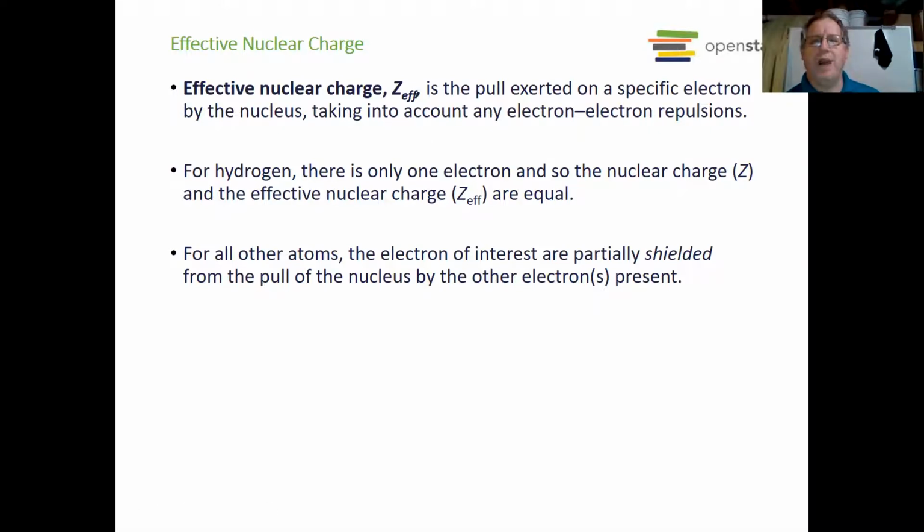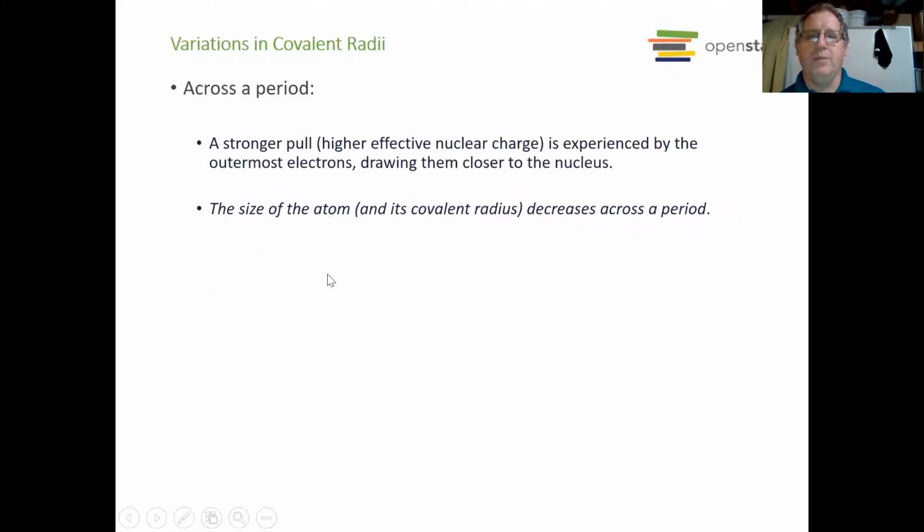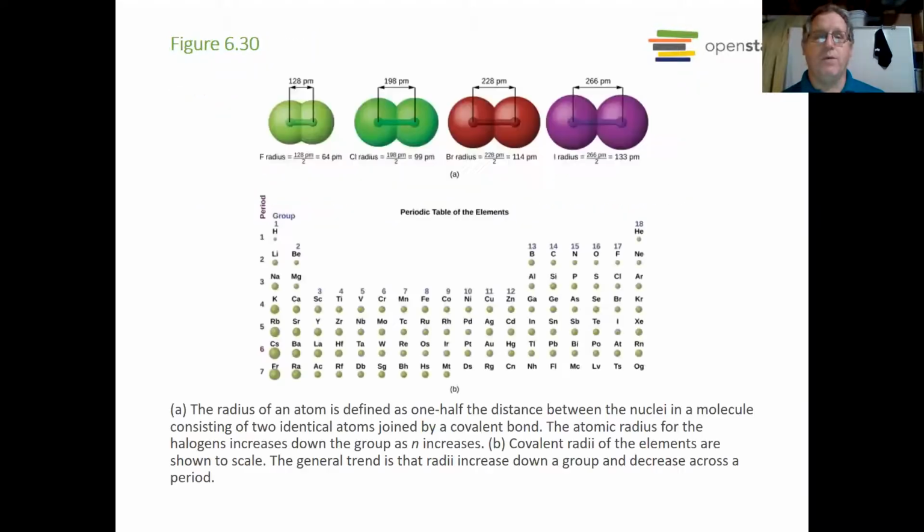Now, in the case of hydrogen, there's only one electron and one proton. So the nuclear charge is 1, and there's no shielding electrons. So the effective nuclear charge is also 1. As we increase the effective nuclear charge, the number of shells doesn't increase, but the positive charge of the nucleus does. So as we go from left to right on the periodic table, the atoms get smaller. The radius of the atoms decreases as we go to the right. And that's really important for us to understand.